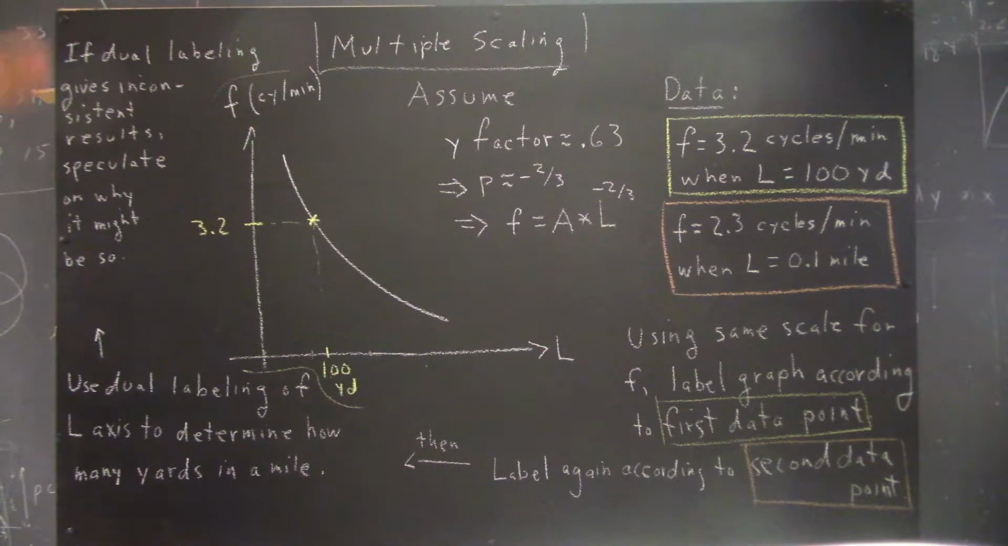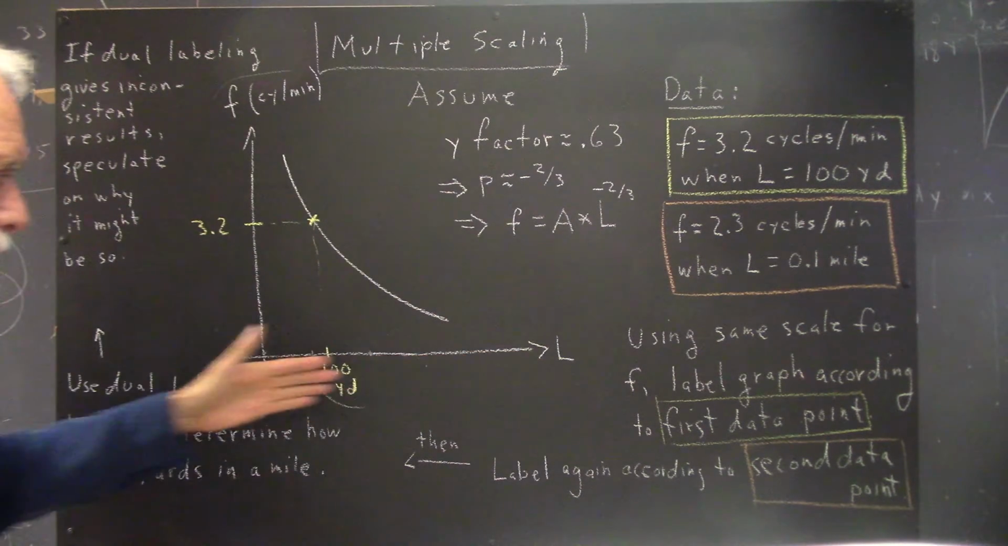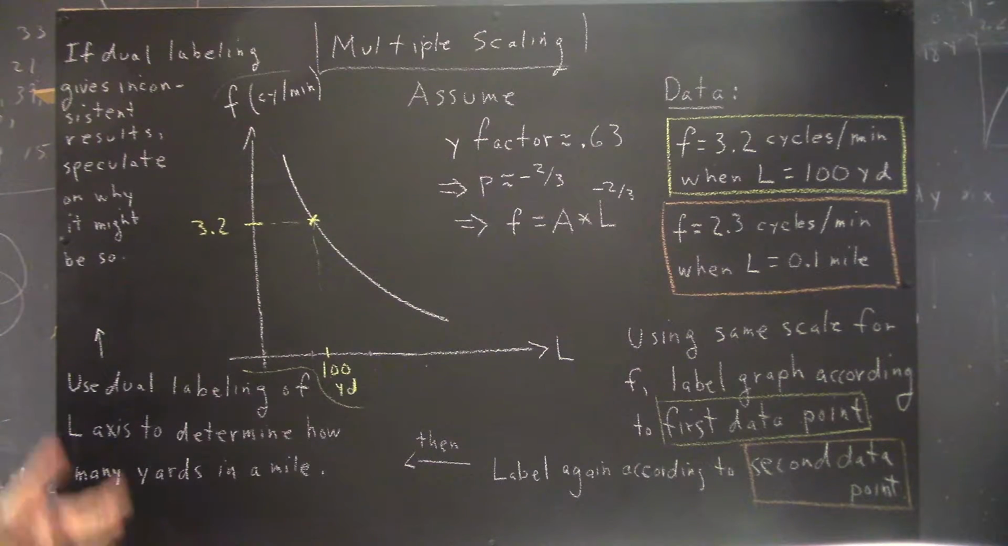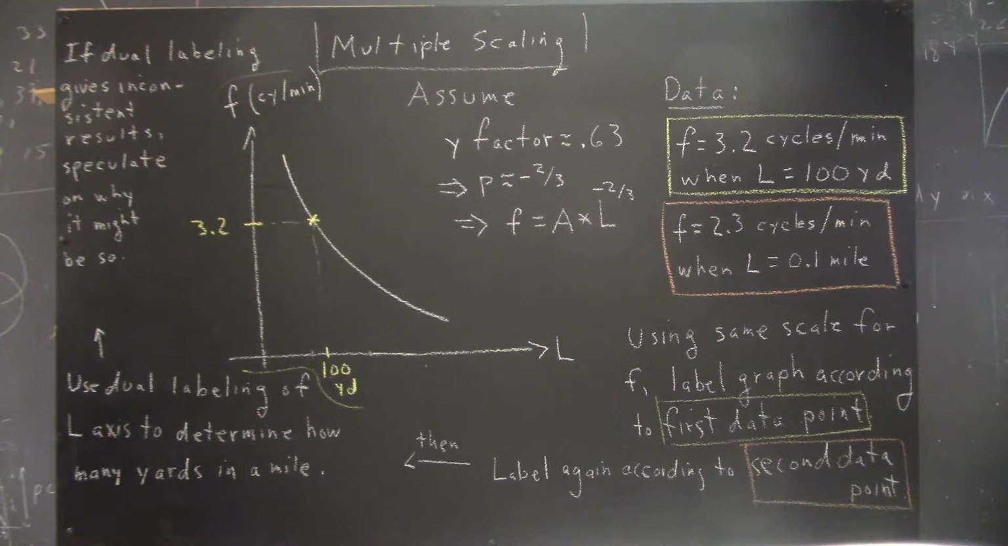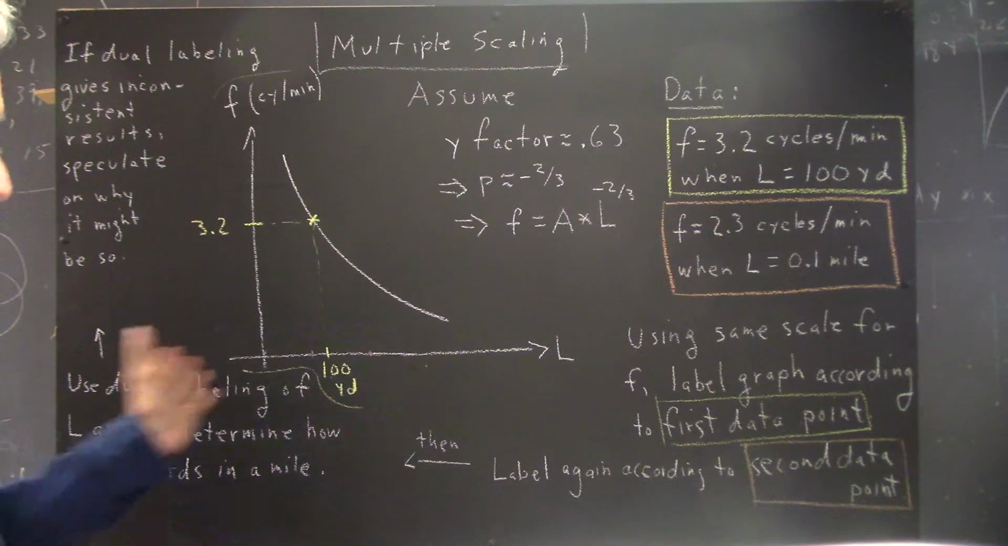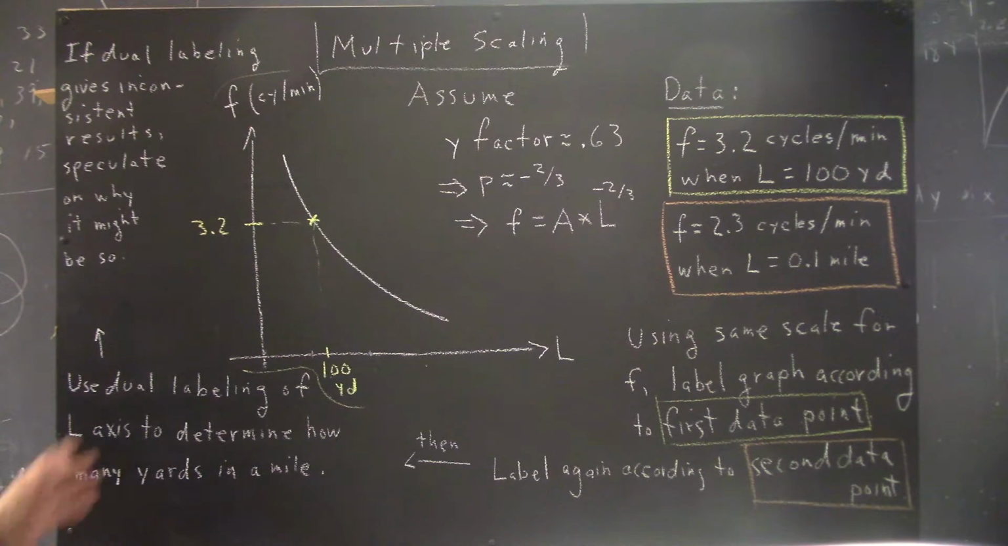Now the dual labeling might give you inconsistent results. As a matter of fact, it's impossible that the results would be completely consistent. But the question then is, how inconsistent would they be? So you want to think about the consistency of the dual labeling. And I'm going to leave it to you to think about what I mean by consistency. Again, if you use your insight and look at the dual labeling, you'll see that there are some contradictions if you try to use the dual labeling to determine how many yards there are in a mile. I'll give you one hint: different parts of the L-axis are probably going to give you different results.